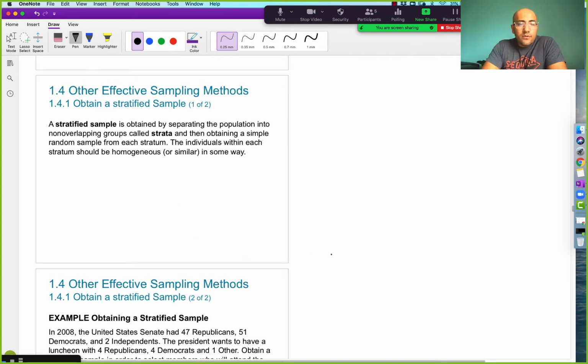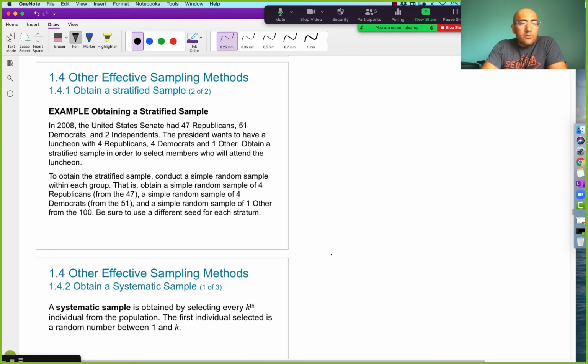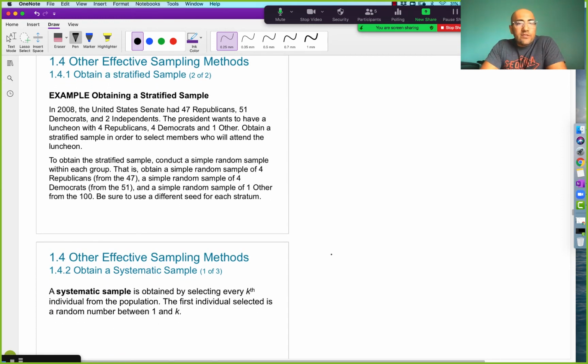No? Okay, so here's an example. In 2008, the United States Senate had 47 Republicans, 51 Democrats, and 2 independents. The president wants to have a luncheon with 4 Republicans, 4 Democrats, and 1 other. Obtain a stratified sample in order to select members who will attend the luncheon. Okay, so we don't want to just randomly select. Looks like the president is going to have lunch with 9 people, 4, 4, and 1.